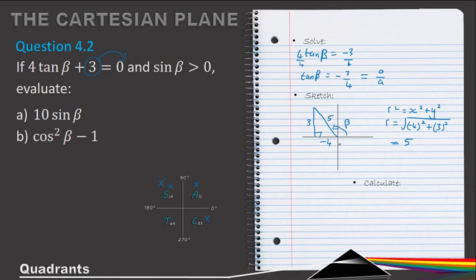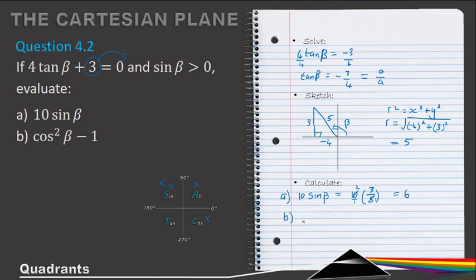Now finally we can calculate. So we want 10 sine beta. Now sine beta is opposite over hypotenuse. So that's going to be 3 over 5. Now if I put this over 1, the 5 goes into itself once and 10 twice. So this just gives me 6.